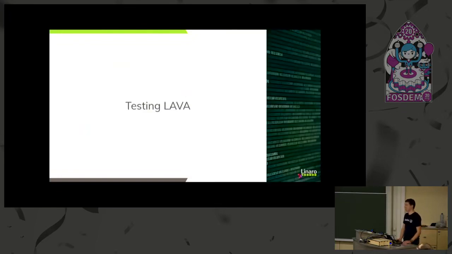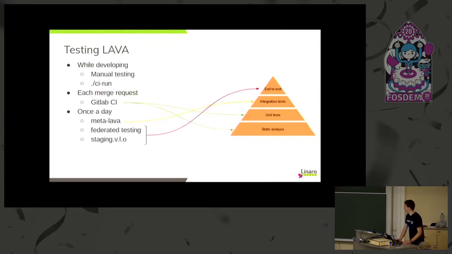So how do we test LAVA itself? This is the pyramid of tests for me. You have the basics, which are static analysis and unit tests. Then you can do integration tests, and even better if you can do end-to-end testing. So when we develop things, we do some manual testing. We test that it looks okay, and we sometimes run the unit tests. Then we send a merge request. We do use GitLab, so we use GitLab CI, and GitLab CI will run the full static analysis and the unit tests. Because if we run that, we are sure that at least it seems to be working.